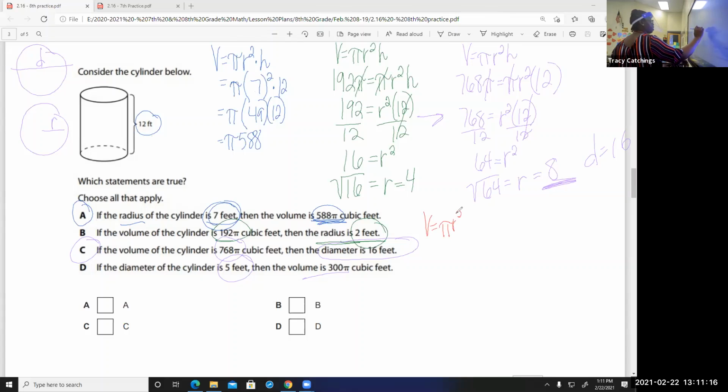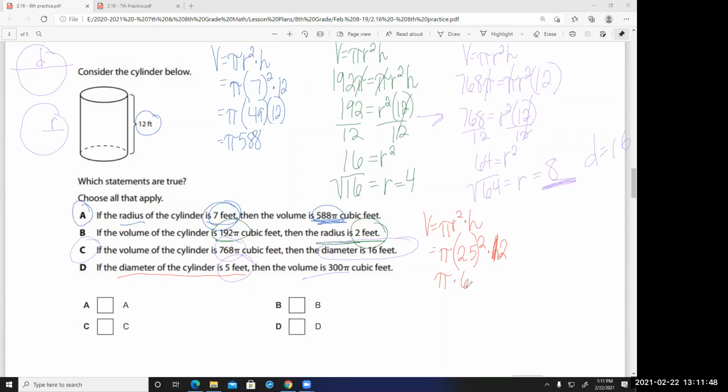As always, start with my formula. So if the diameter is 5, what's the radius? What's half of 5? 2.5. All right, their height is still 12. Somebody square 2.5, or multiply by itself. 6.25. All right, multiply that by 12.